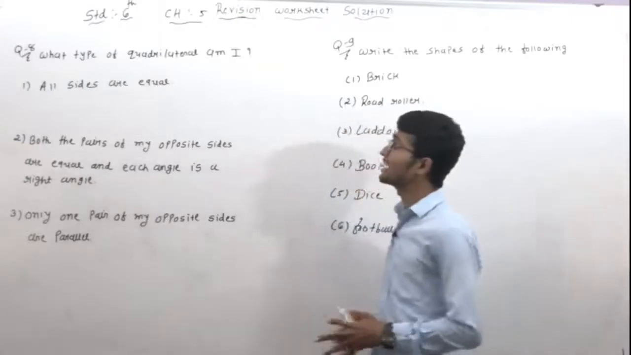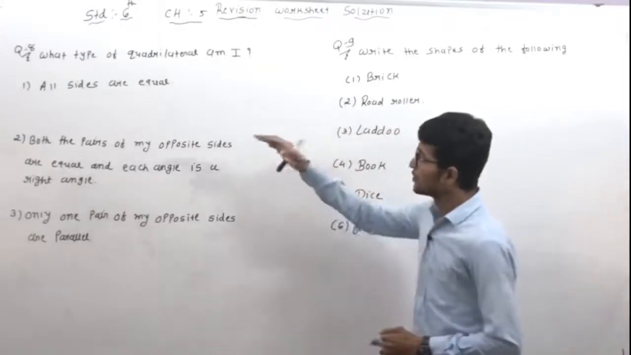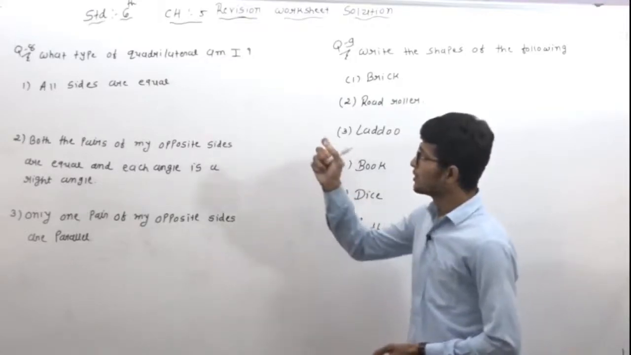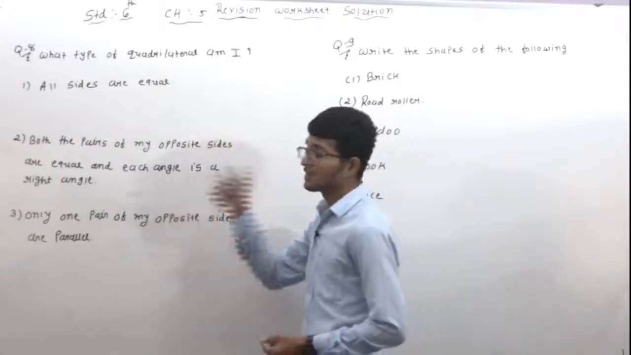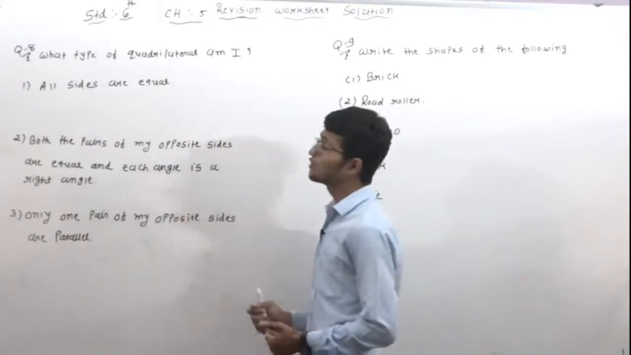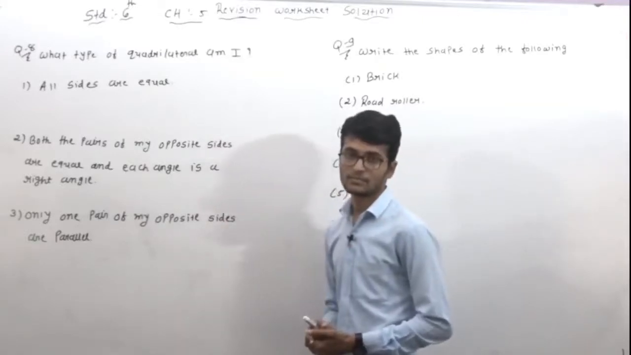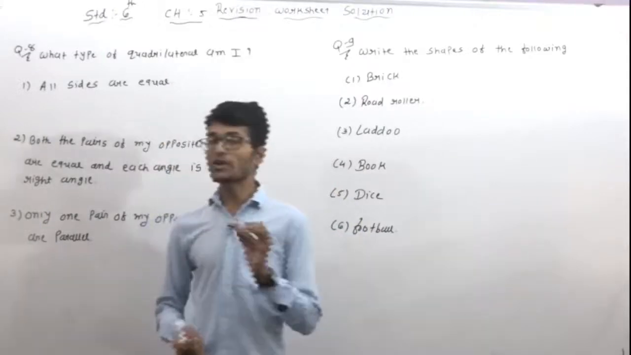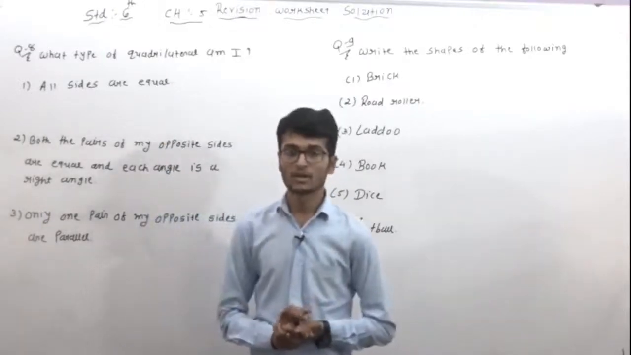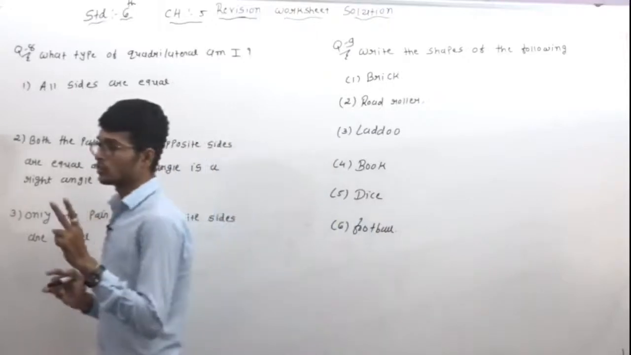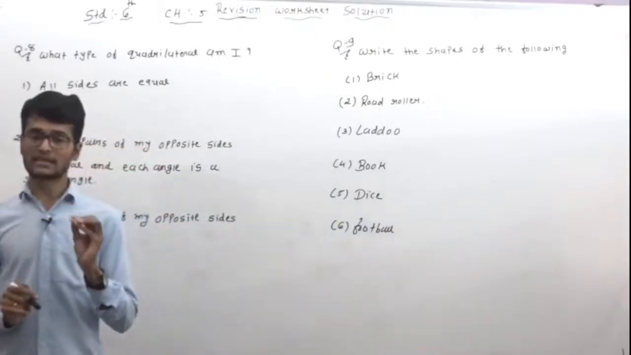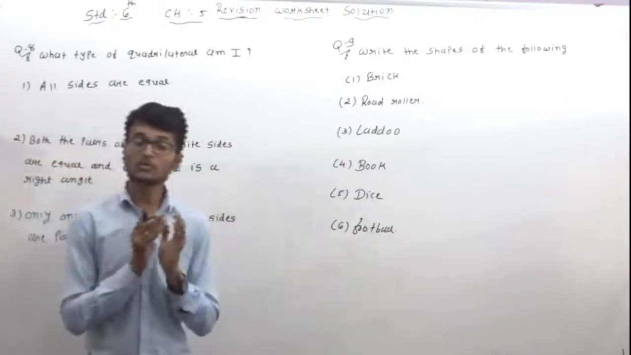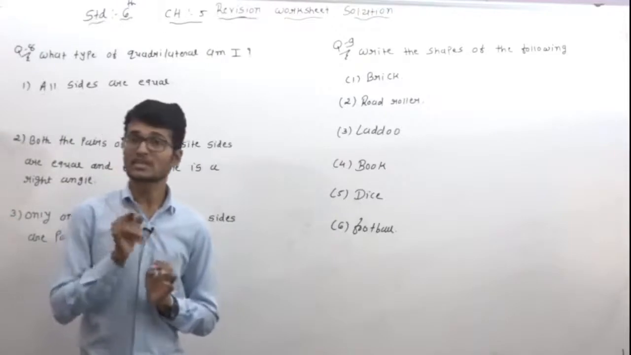What type of quadrilateral am I? Now we have two properties given of this quadrilateral. See the given questions, remember your properties and write down the name of the quadrilateral. So the first one is all sides are equal. Now in which type of quadrilateral are all the sides equal? So here two quadrilaterals have equal sides: square and rhombus. Now what is the answer? Square or rhombus? So the answer is rhombus.